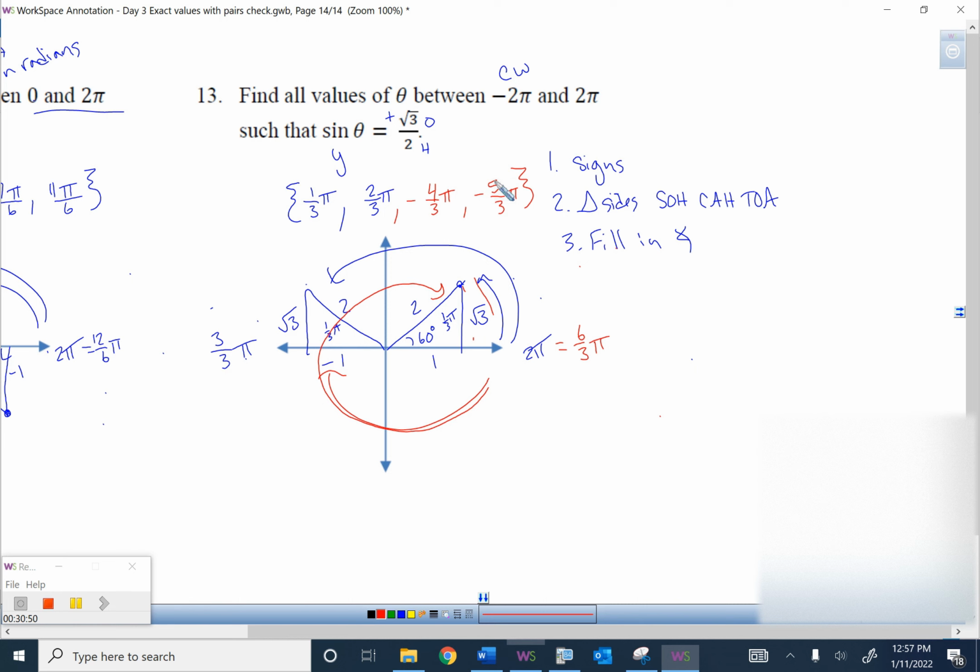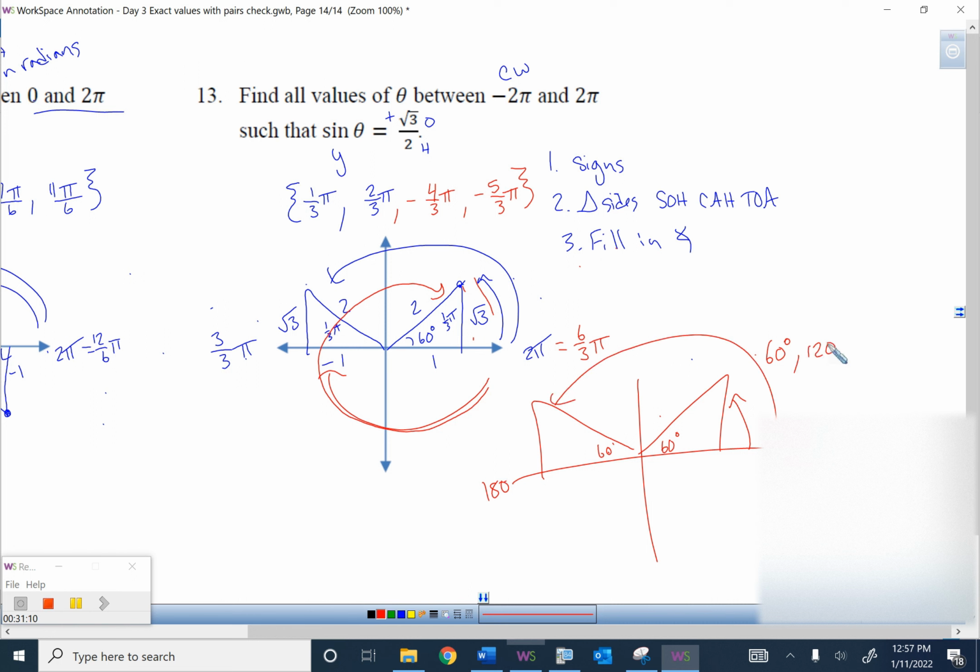You are welcome to do these problems in degrees if you want. So like this, it was 60 degrees. Here I know my first answer is 60 degrees right there. Here I'd take 180 minus 60 is 120. This direction, 180 plus 60 is 240. Okay, negative, going clockwise. And then all the way around, I'm not quite to 360, I'm 60 short, so 300.